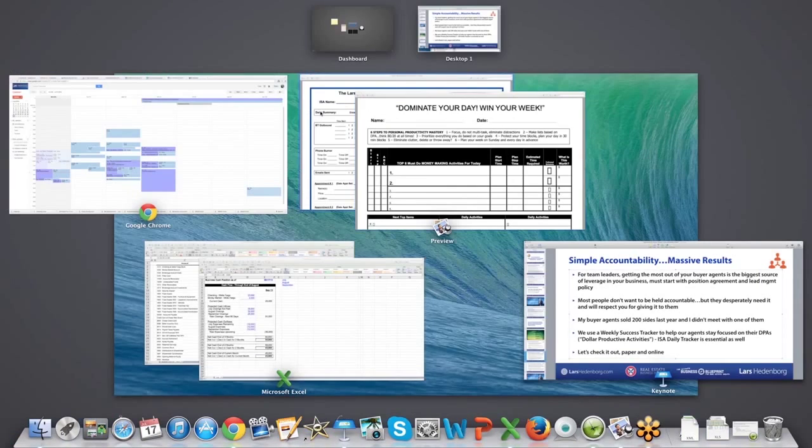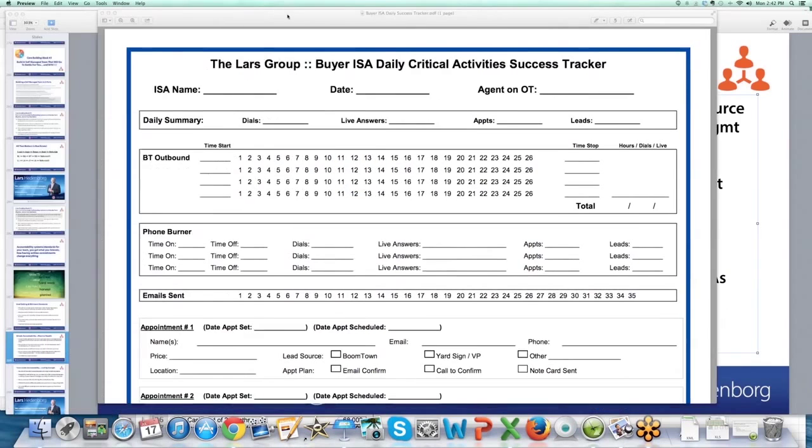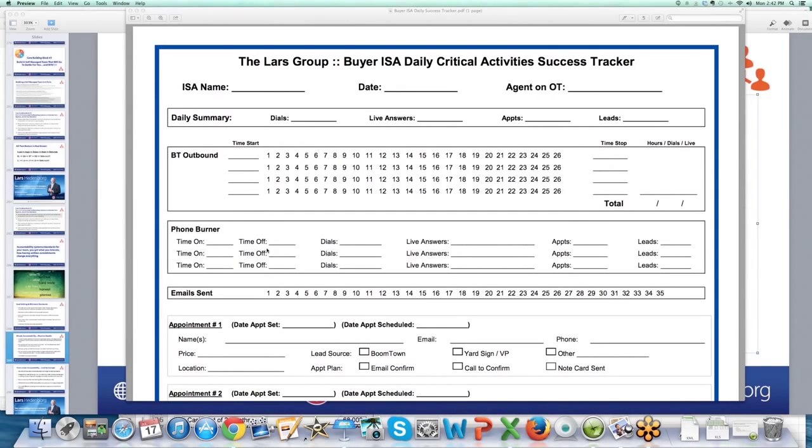And then same sort of tool, and you guys have the same access to this tool. This is a one pager, and it's a daily form for our ISA. And so she is working in Boomtown mostly. She's answering the phone, so she's answering the inbound calls, and she's responding to leads that come in. And we also get her on the phone burner. We load all of our yard sign calls.